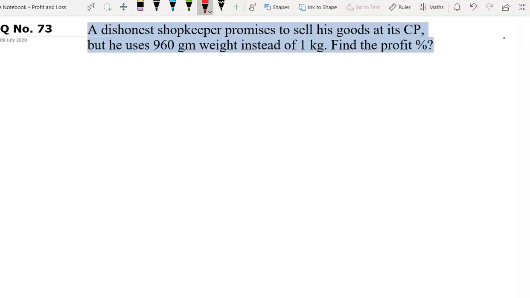A dishonest shopkeeper promises to sell his goods at its cost price, but he uses 960 gram weight instead of 1 kg. Find the profit percent. So 1 kg in gram, we know it's 1000 gram. So let's say the cost price is 1000 rupees. So 1 gram will cost him how much?